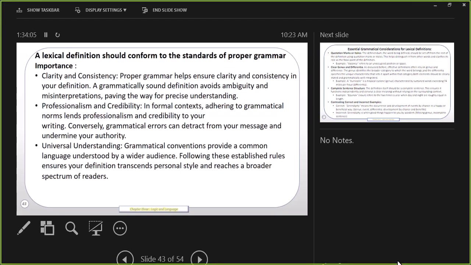A lexical definition should conform to the standard of proper grammar. It implies at least 2 things. Two things are implied by rule number 1. Proper grammar implies 2 things, namely what? The first is putting the definiendum under inverted commas.